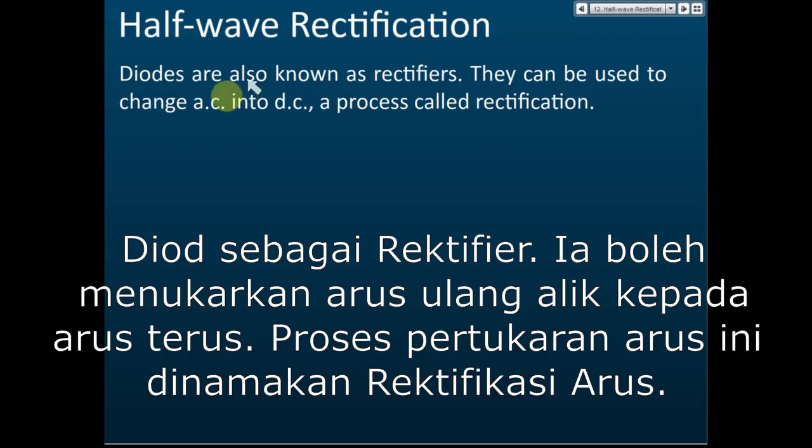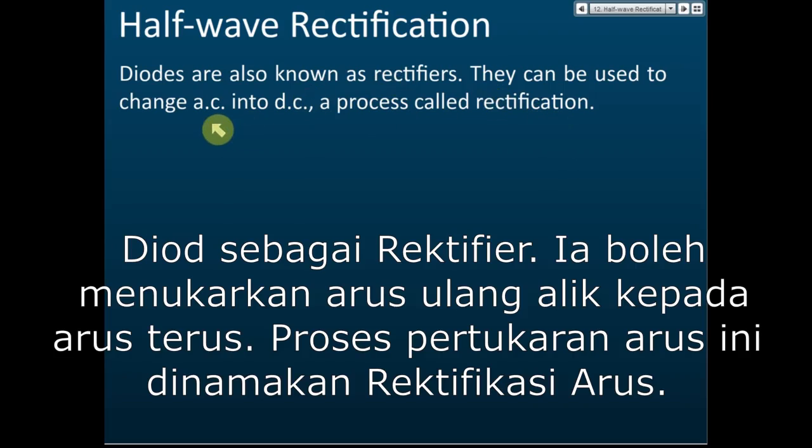Diodes are also known as rectifiers. But what is a rectifier? A rectifier is an electronic component used to change alternating current to direct current, and this process is called rectification.